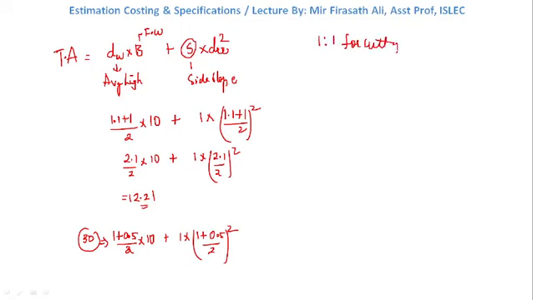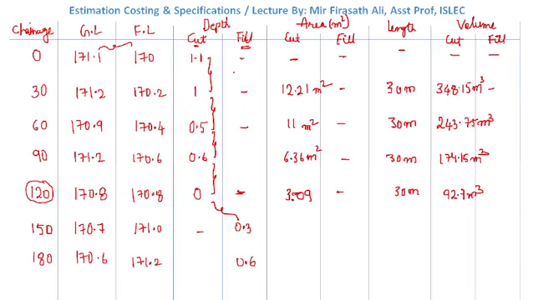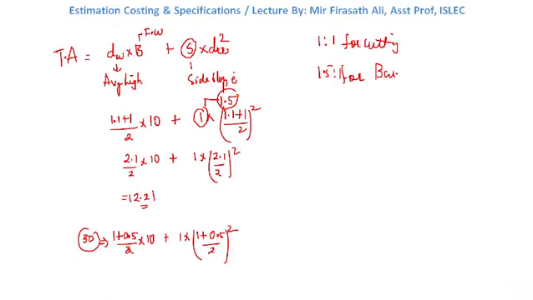Okay. Now we have 1.5:1 for banking. So now this one value changes to 1.5. How much is it? One value changes to 1.5. So if we solve this, how much? 0 and 0.3, we have two lengths.